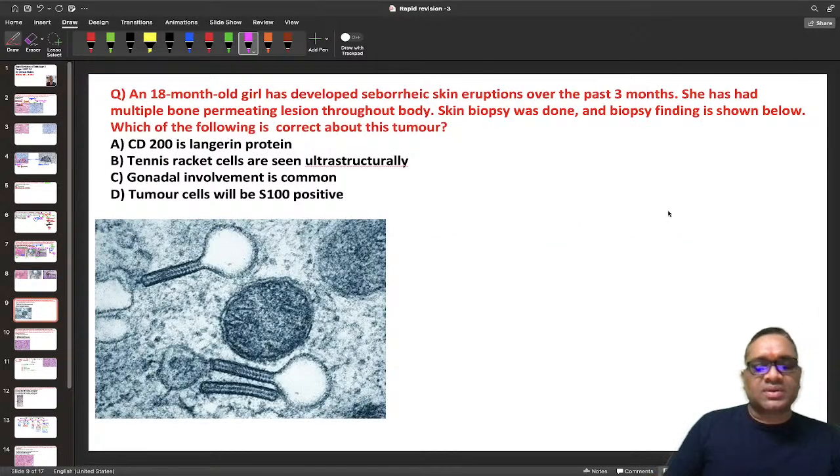Now come to the next question. An 18-month-old girl has developed seborrheic skin eruptions over the past 3 months. She had multiple bone permeating lesions throughout the body. A skin biopsy was done and the biopsy finding is shown below. Which of the following is correct about this tumor? Tell me, which is correct?